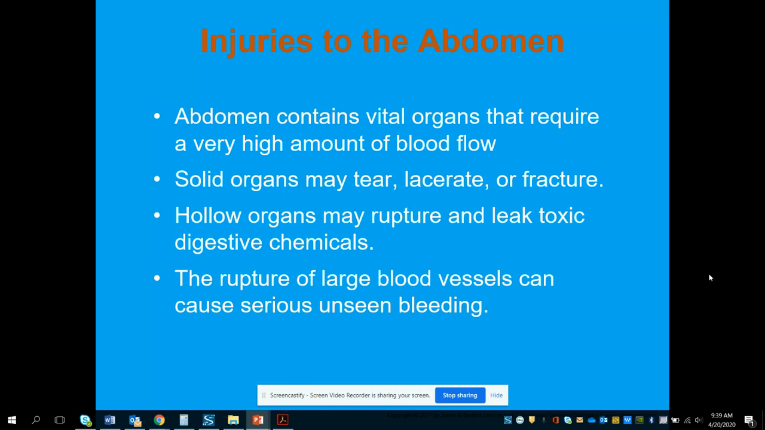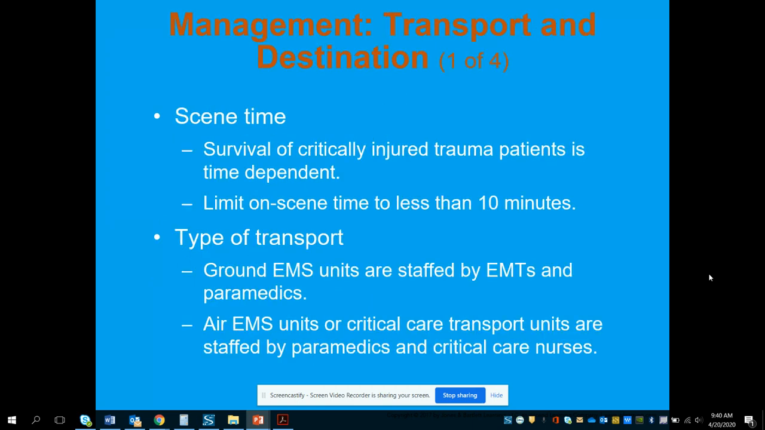The abdomen, as we said before, contains a lot of vital organs with little protection from the muscle side of things. And so they have a lot of potential for damage. Solid organs can tear, lacerate, or fracture, leading to a lot of internal bleeding. Hollow organs can rupture and leak their toxic digestive chemicals, which can be potentially dangerous. And then also a lot of large blood vessels running there that can cause very serious unseen bleeding as well.